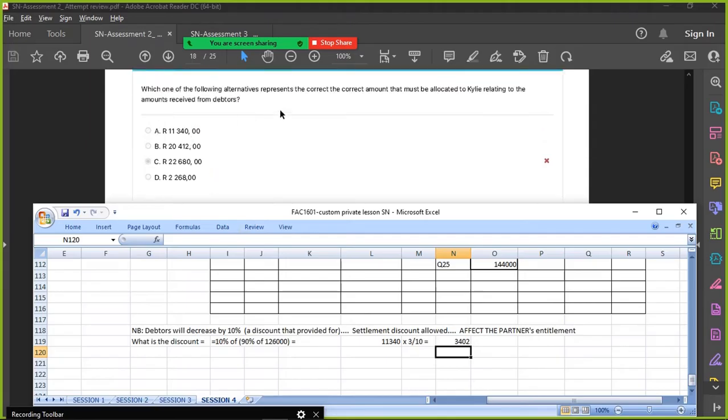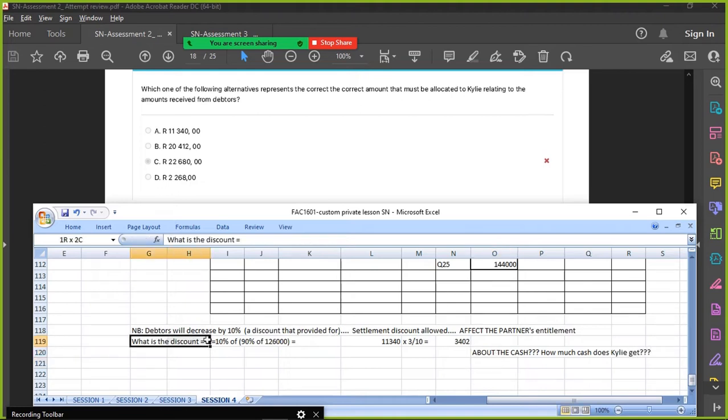Let's see what they've done. Let's just read the question. Correct amount that must be allocated to her relating to the amounts received from debtors. The only thing I could figure out, but that would increase it, was that. No. Okay, so maybe they're asking about the cash. In other words, how much cash does Kylie get? Okay, it might be the cash.